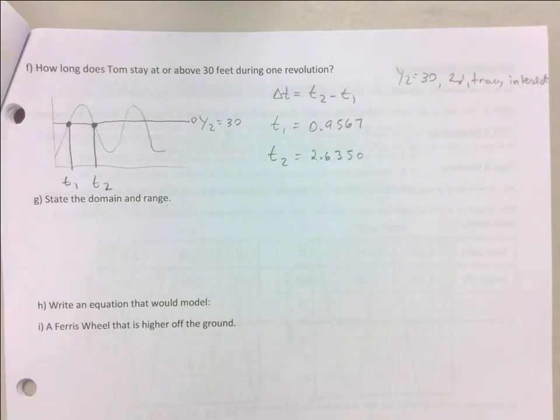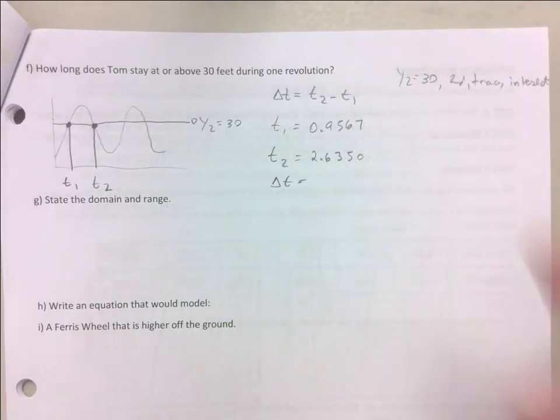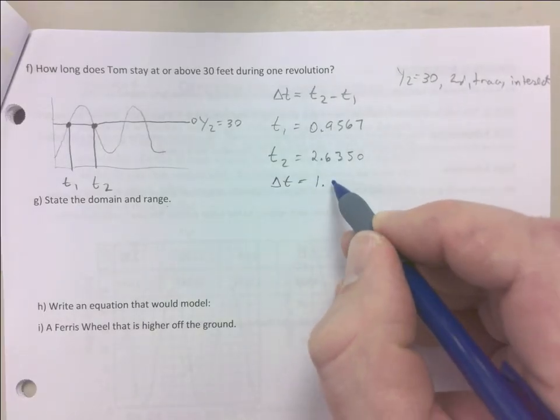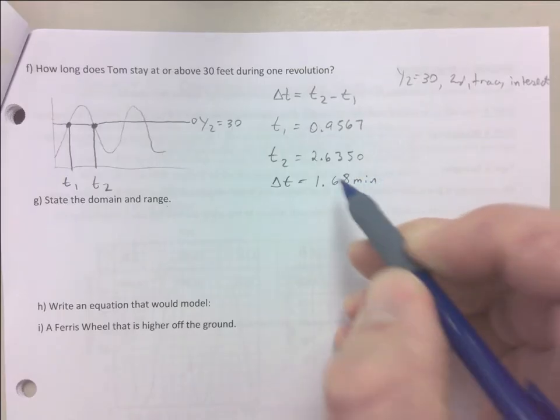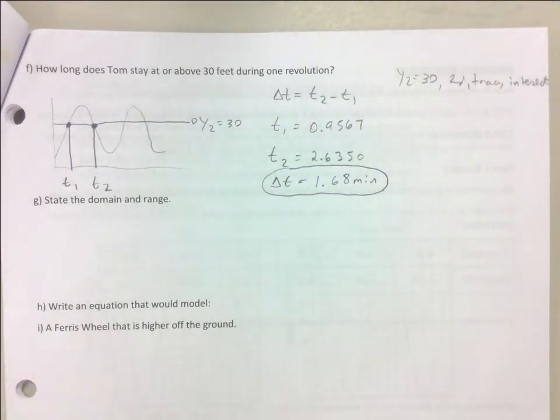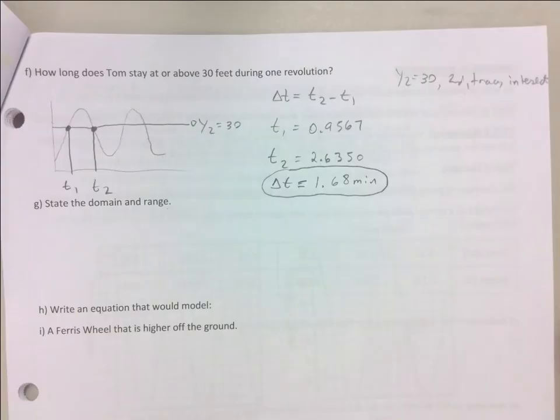And you get, I need to redo this one, delta t, I'm just going to subtract them, 2.635 minus 0.9567. That's 1.68 minutes above.